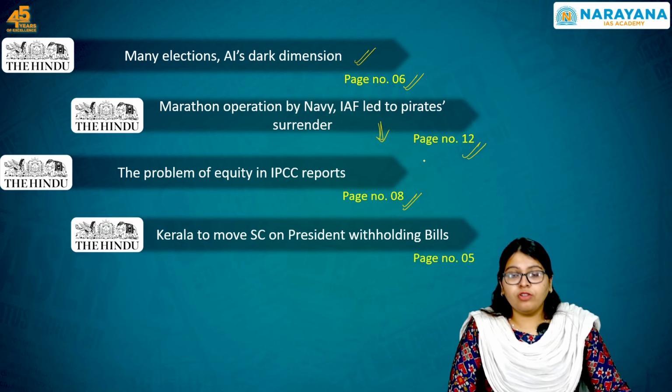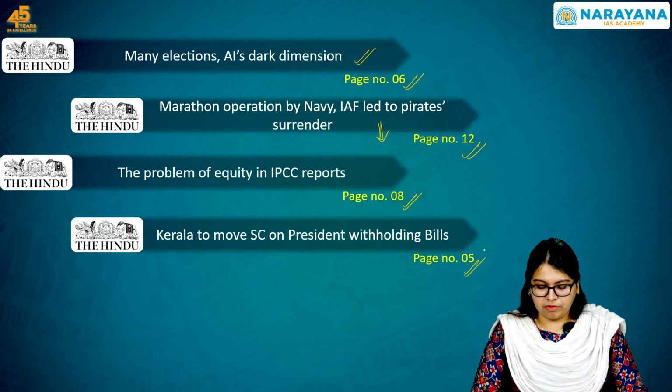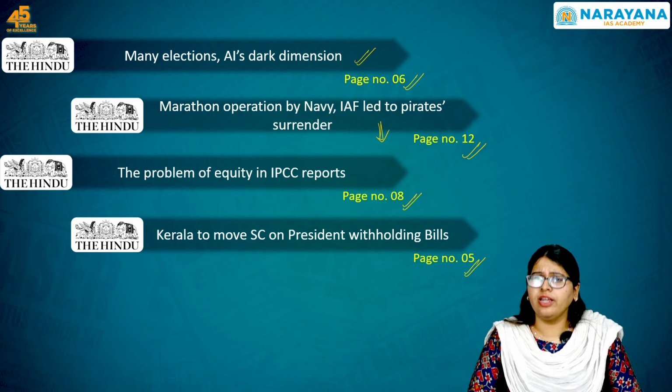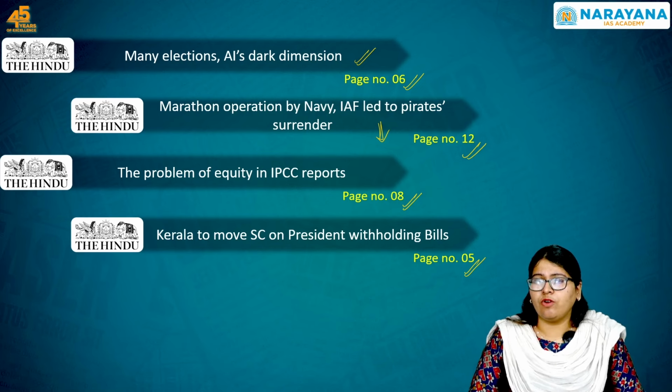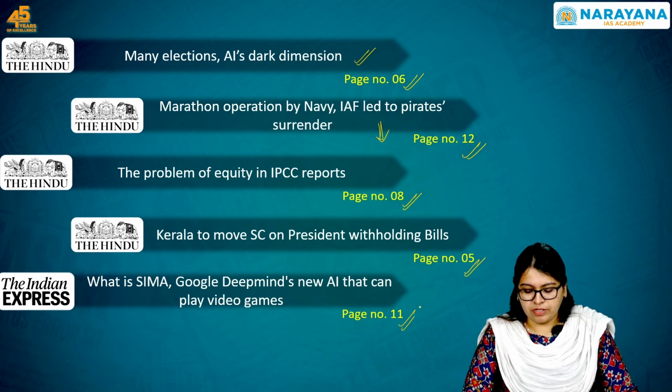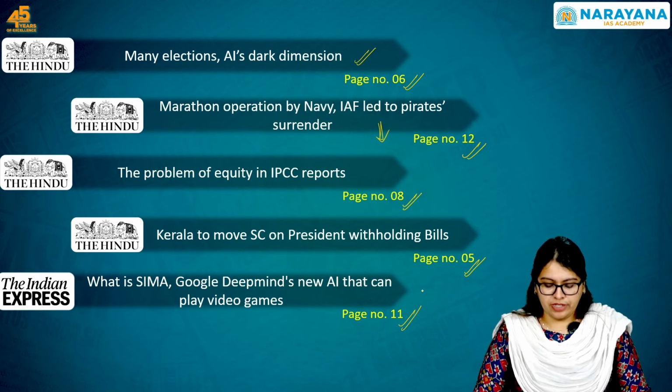Moving forward, the fourth article has been taken from page number 5 of The Hindu, Kerala to move Supreme Court on President's withholding of bills. So this particular article discusses the Kerala government likely to challenge before the Supreme Court the provisions or the power of the president to withhold his assent for certain bills that have been passed recently in the Kerala legislature.